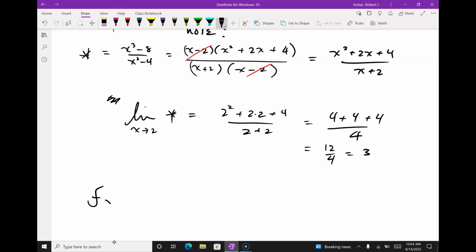So what we're going to do is create a piecewise function. We'll use the original function, x cubed minus 8 over x squared minus 4, if x is not 2, and if x is 2, use the height 3, and we will patch that hole.